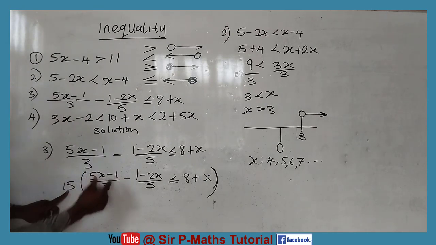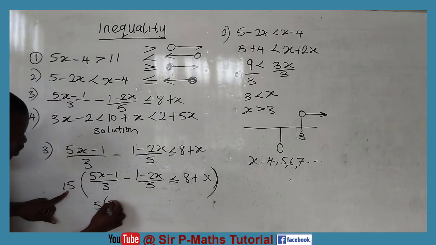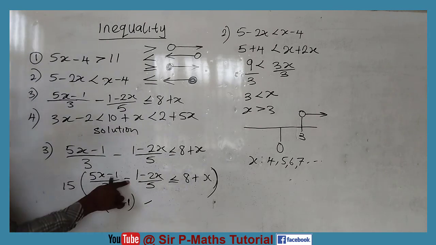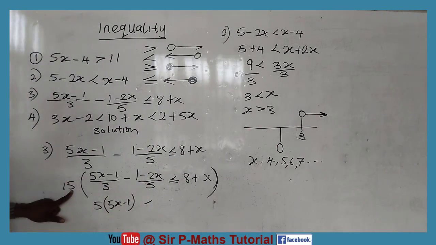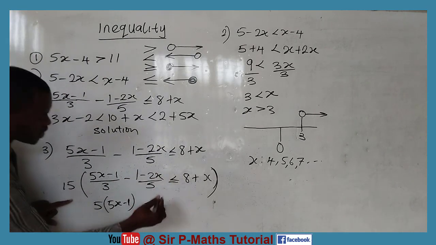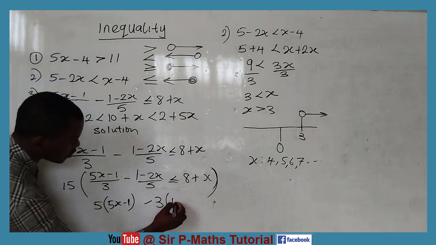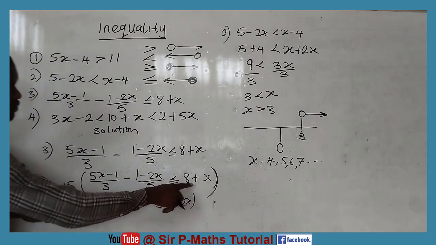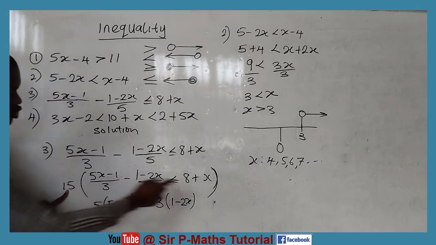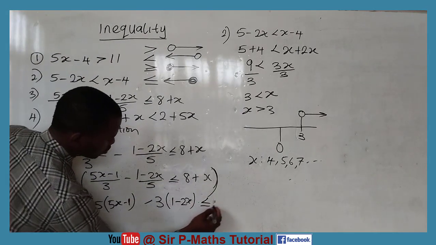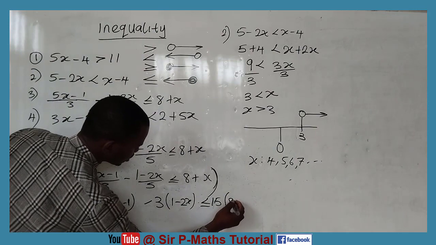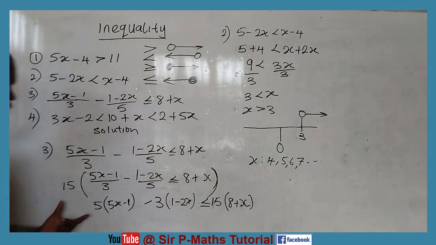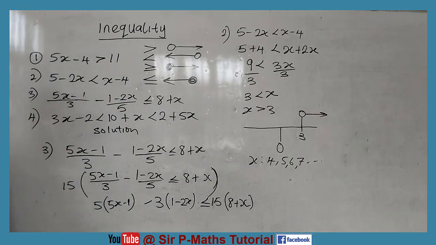Use that to multiply the numerator. That is 5 into 5x minus 1. Minus, if 5 divides 15, I'll have 3. Use that to multiply the numerator. This is 3 into 1 minus 2x. And then 15, because there is no denominator here, 15 will go straight to multiply this. This is less than or equal to 15 into 8 plus x. Alright. You see, I've been able to eliminate all the denominators.